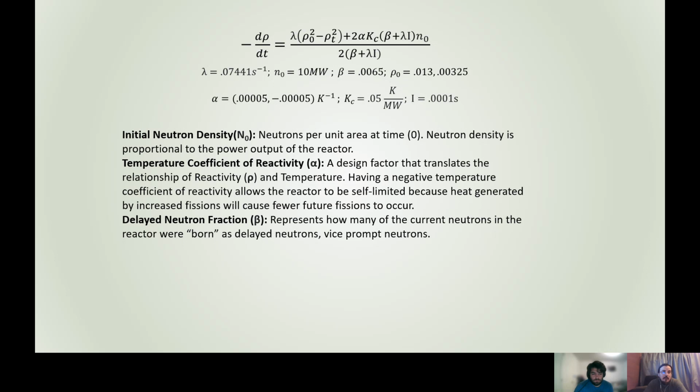The last item here is the delayed neutron fraction. This represents how many of the current neutrons in the reactor were born as delayed neutrons by prompt neutrons. This factor is very important when we talk about actually controlling the reactor, because these delayed neutrons essentially give us a chance to react to what the reactor is doing. So we have a chance to control what's happening by making incremental changes, seeing the reactor change what it's doing, and then changing what we're going to do to operate the reactor.